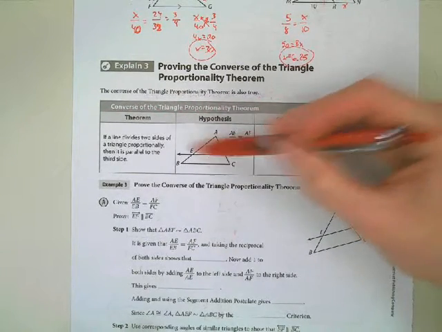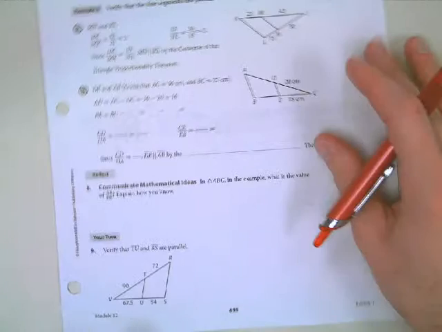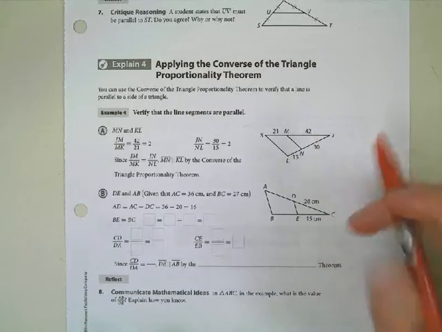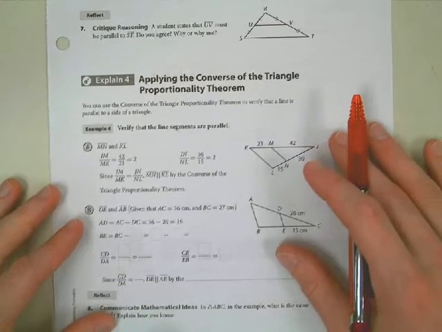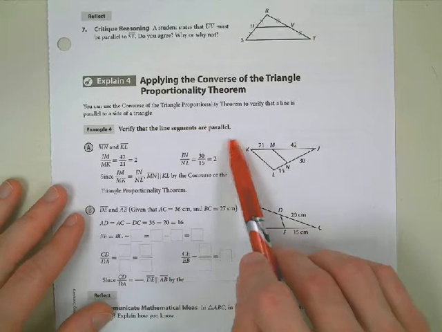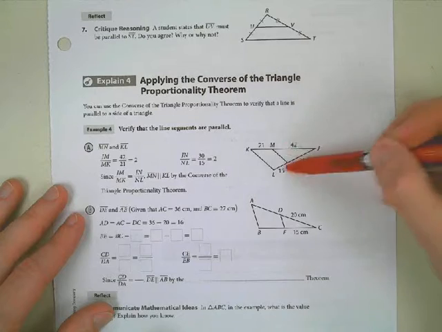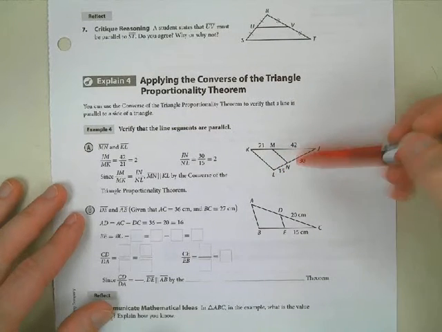All right. But I do want to just show some examples, applying the converse of the triangle proportionality theorem. So example 4, the directions just say, verify that the line segments are parallel. We want to verify that MN is parallel to KL. If these things are going to be parallel, what proportions, what ratios must be proportional here? So how will we set this up? Mason, how must we set this up?